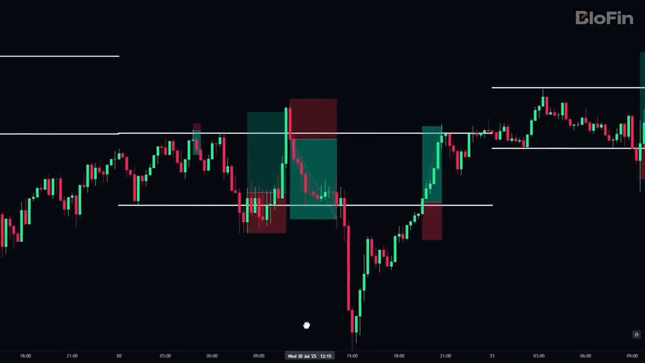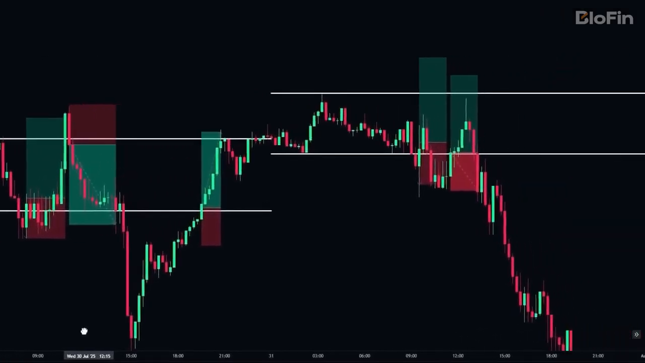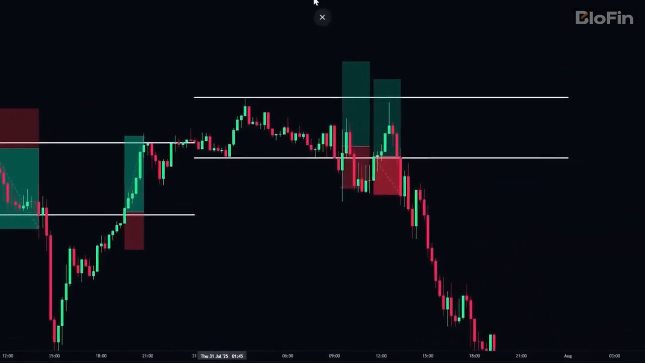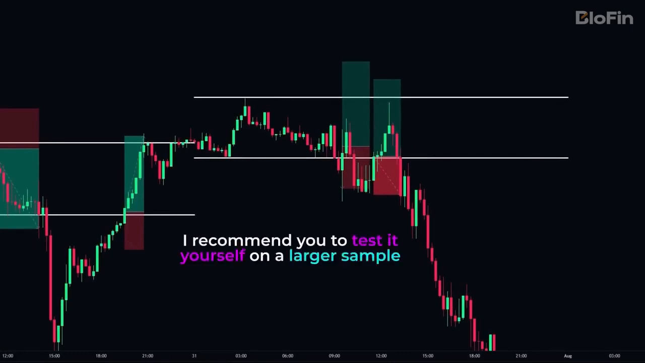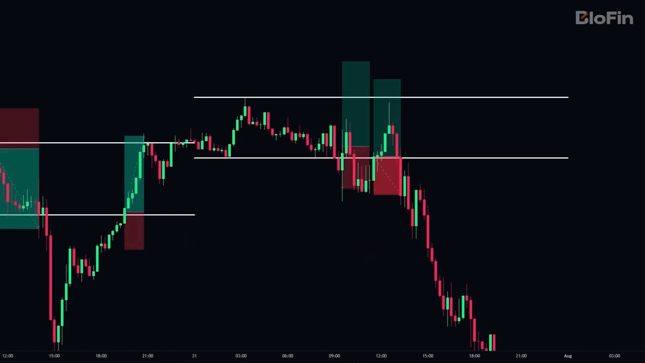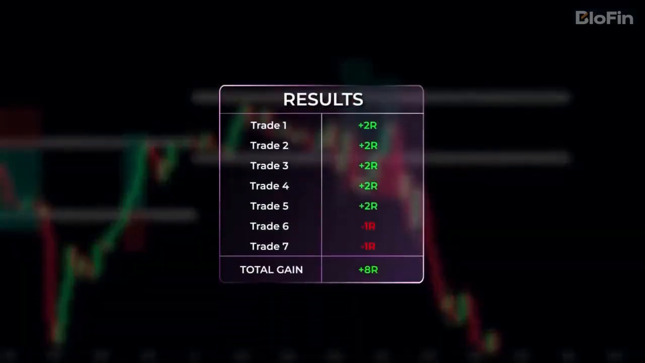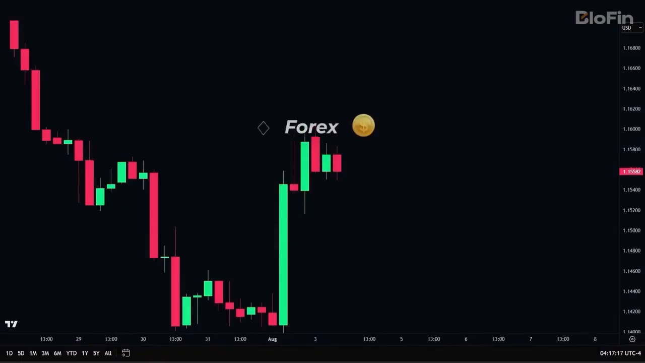Now, of course, if we want to get a more accurate performance, we would need to backtest using way more than just 7 trades. So I definitely recommend you test it yourself on a larger sample. But the point of this is just to show that even with using just the basic version of the system, it can achieve profitability in real trading scenarios. Let's see how the strategy performs on the Forex market.